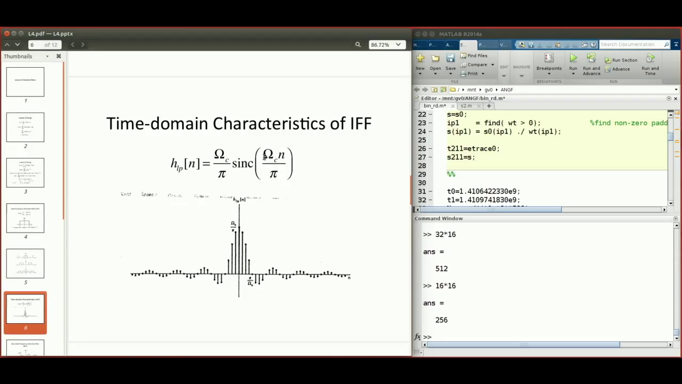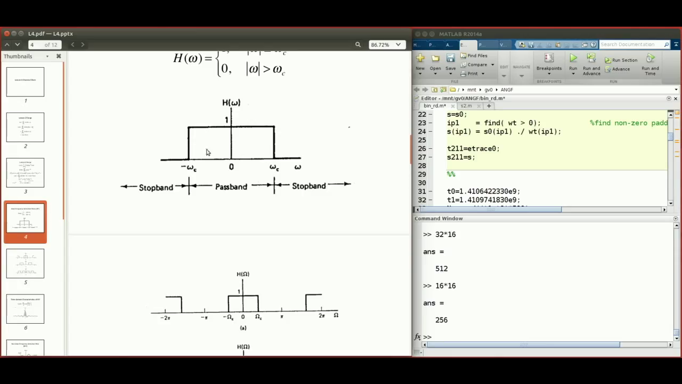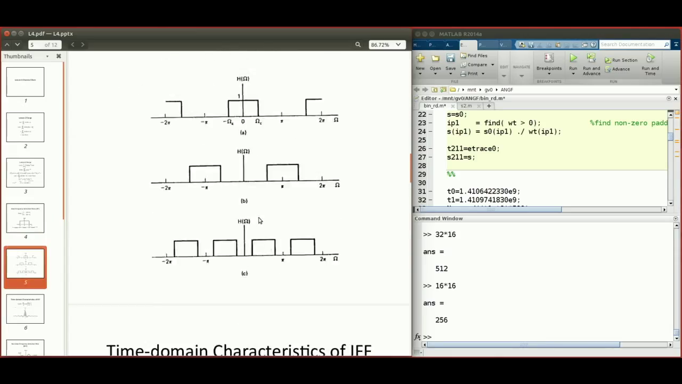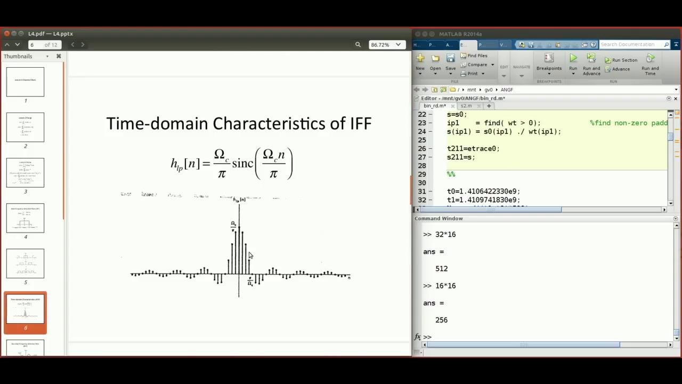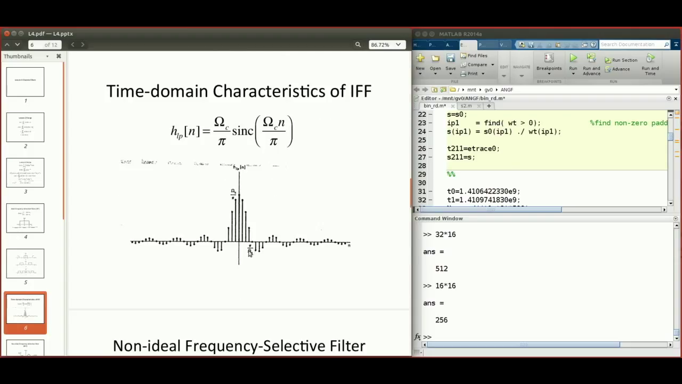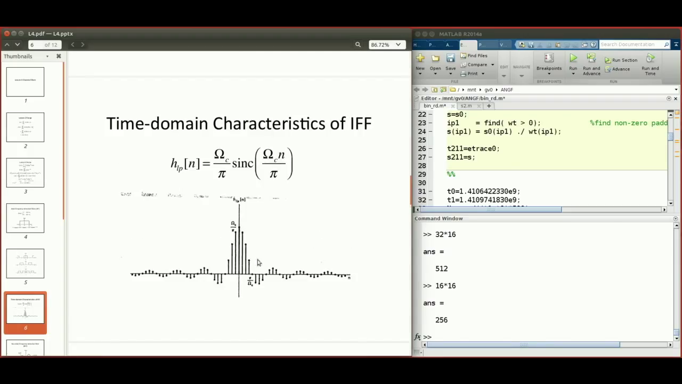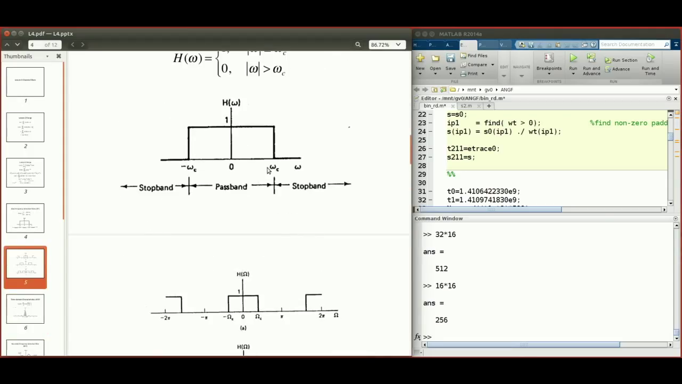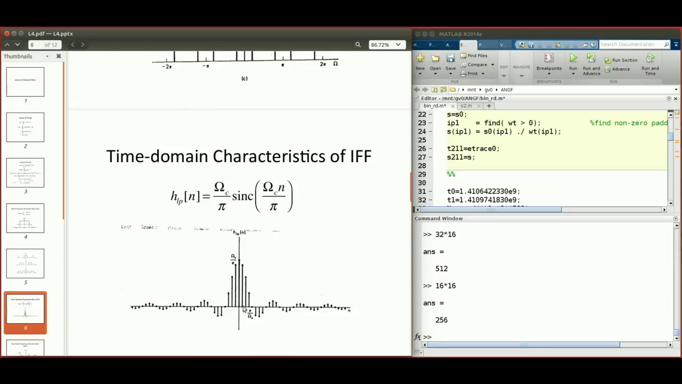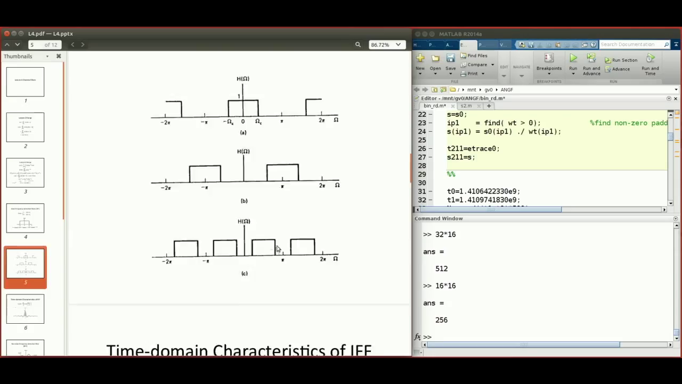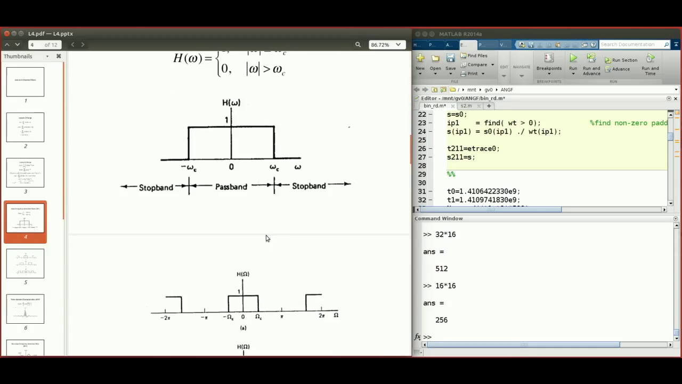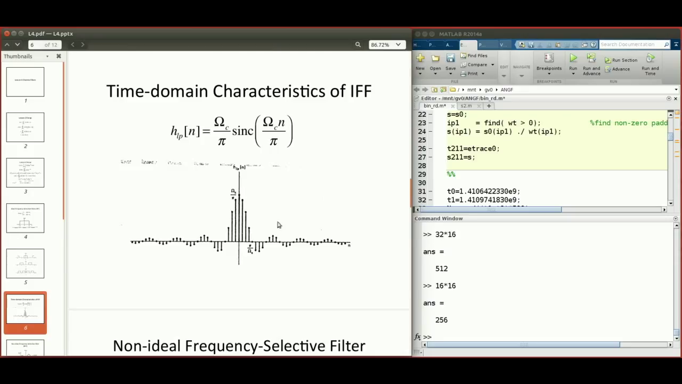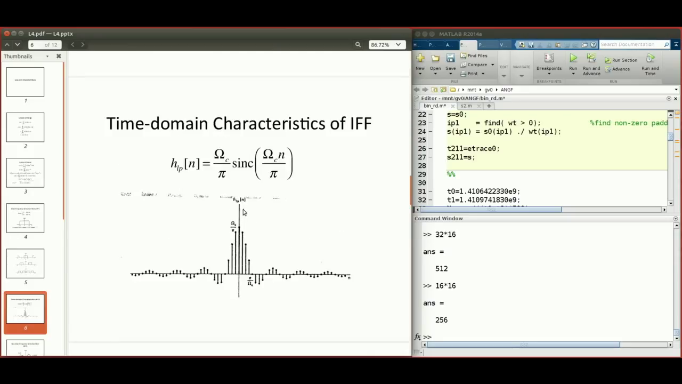But if omega c is very small, which means it's narrow in the frequency domain, then pi divided by omega c is big. So it's going to be very wide in time domain. Again, it's an inverse relationship of the width. A wide boxcar, a wide window in frequency domain, corresponds to a narrow sinc function in time domain. And a very narrow boxcar, a very narrow filter in the frequency domain, corresponds to a very wide sinc function in time domain. That's what this function looks like.